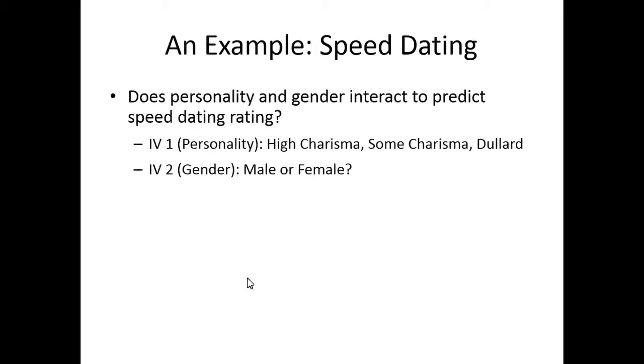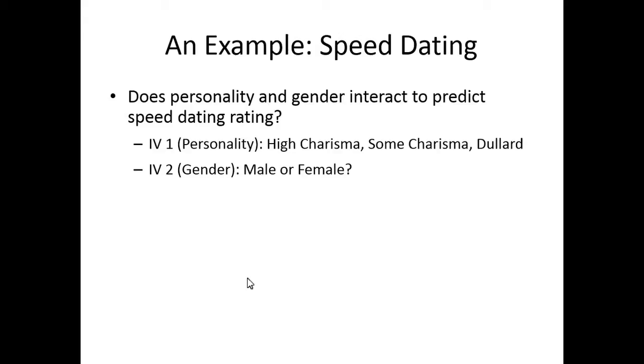So the example from the book is speed dating. So we're going to look at the personality of the person they're talking to. You guys know how speed dating works. We go around the room and talk to a bunch of different people. I guess consider this Tinder in person. So does the personality of the person you're talking to, not the personality of the rater, and the gender of the person doing the rating interact?